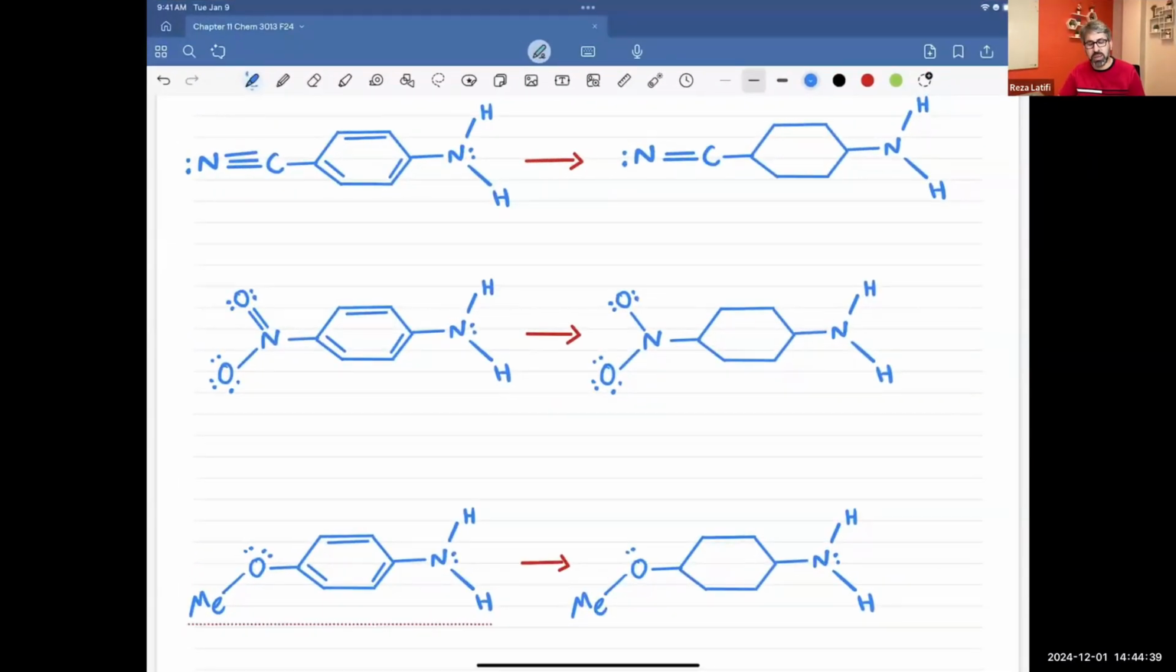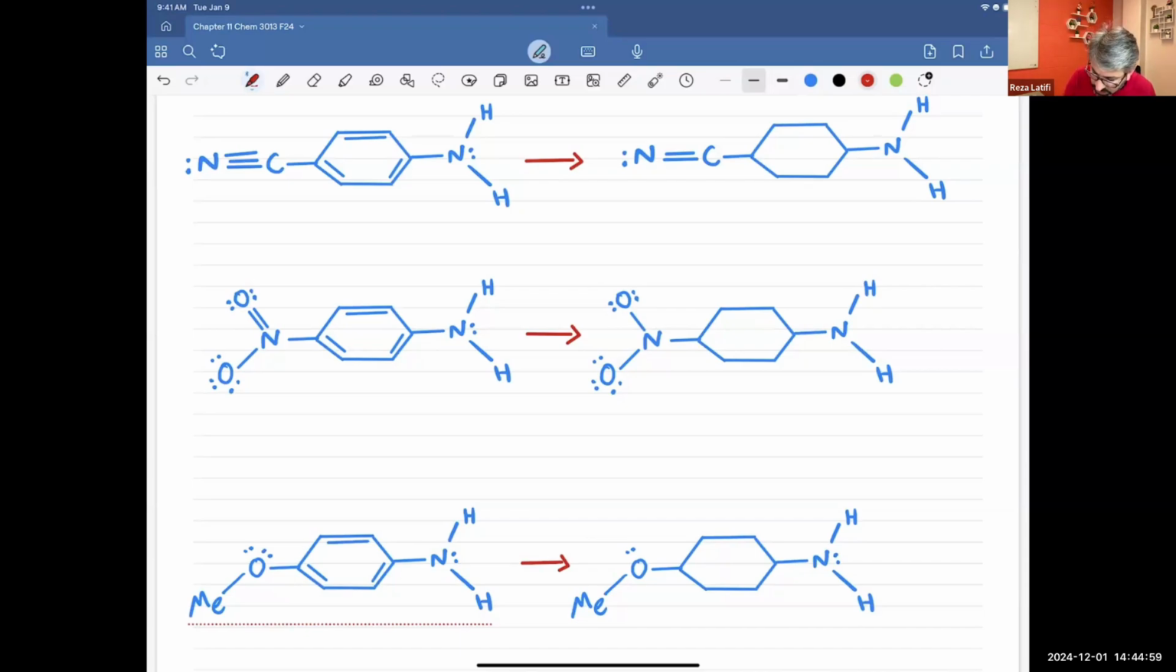How did we touch on the basicity? We said this is happening through resonance. For example, if you have any electron withdrawing group that is capable of pulling electron density from the ring, it will drop the basicity. For example, replace a hydrogen with a nitro group or a CN.